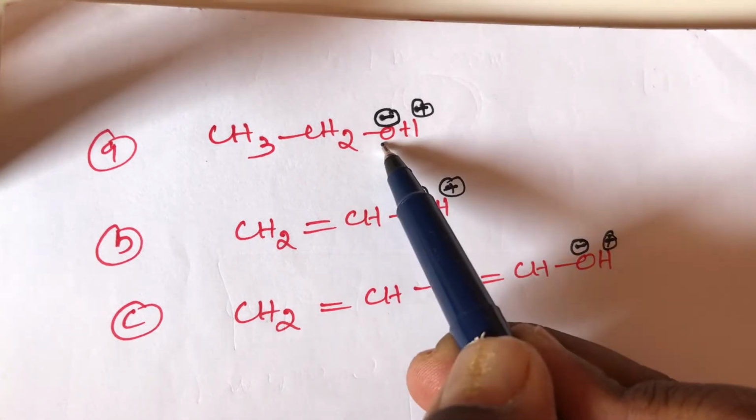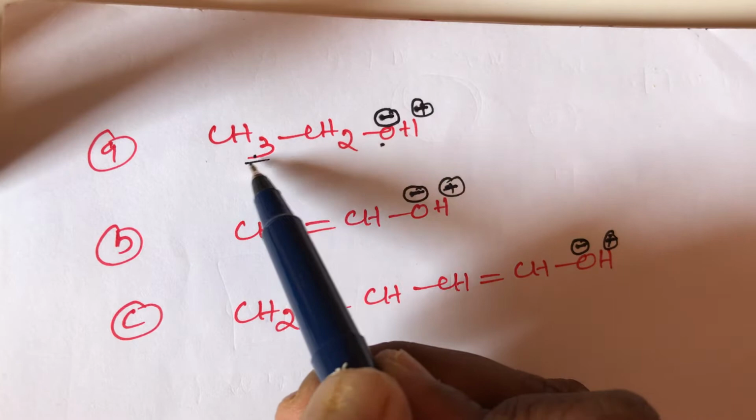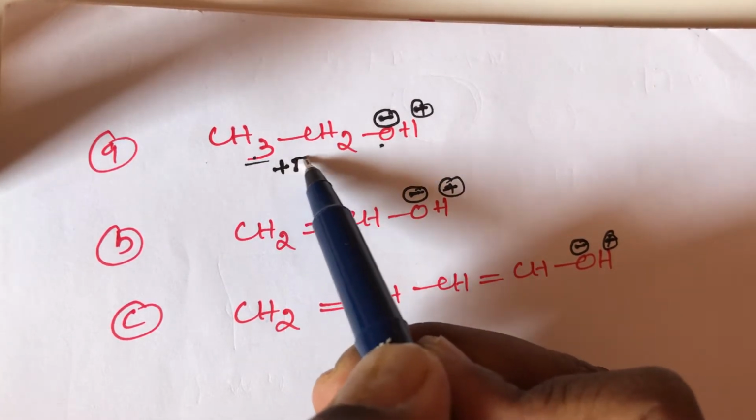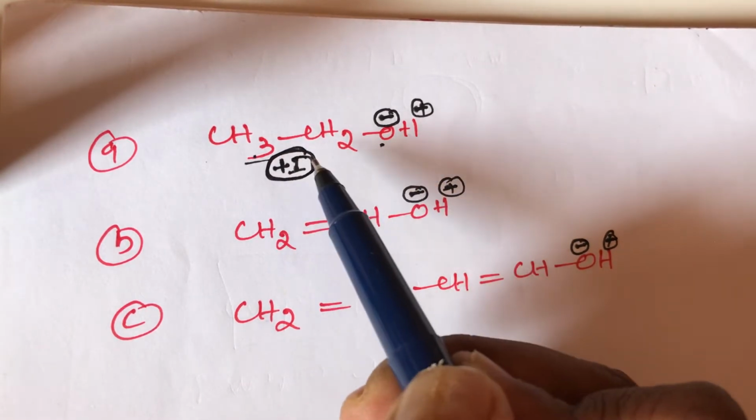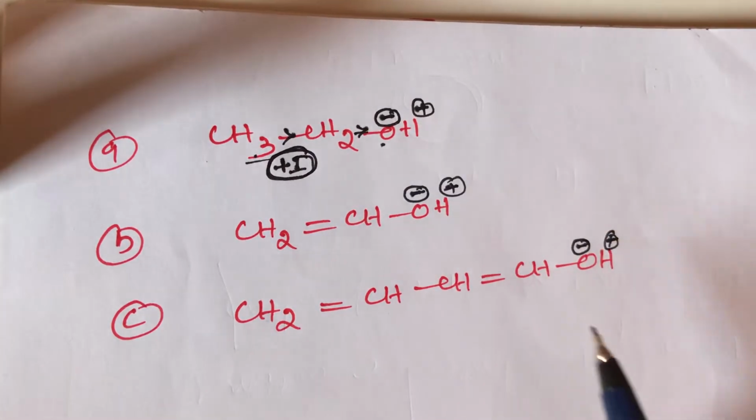Here, beside this oxygen there are two carbons, that is an ethyl group. What is the role of the ethyl group? The ethyl group belongs to the plus I group. What is the role of a plus I group? A plus I group is always an electron releasing group.